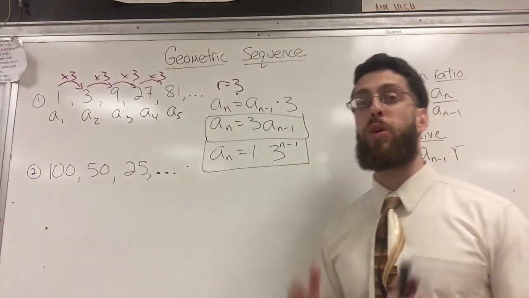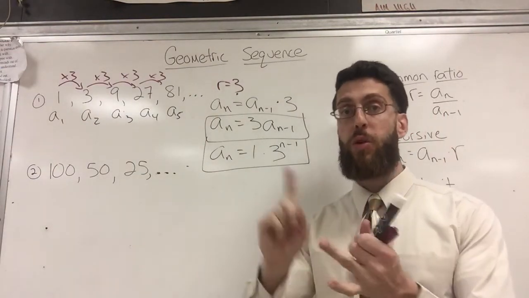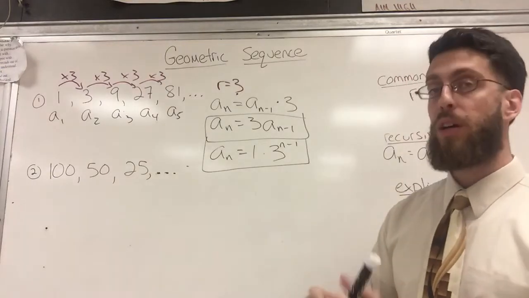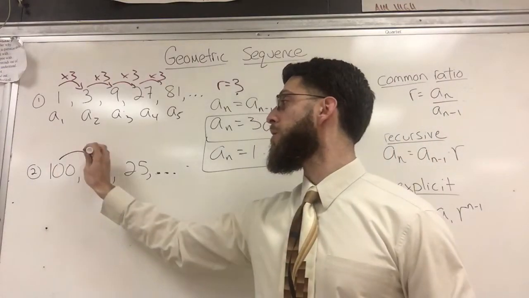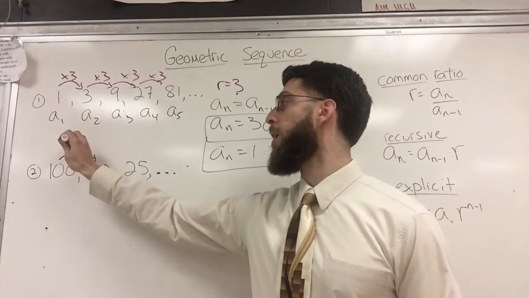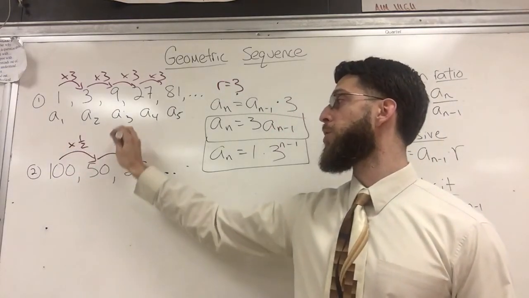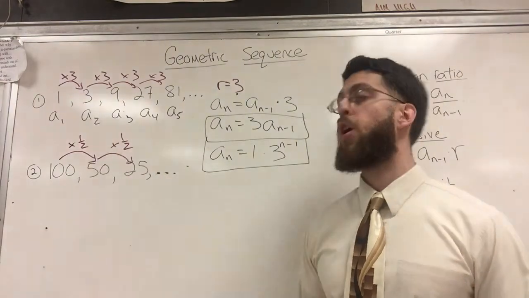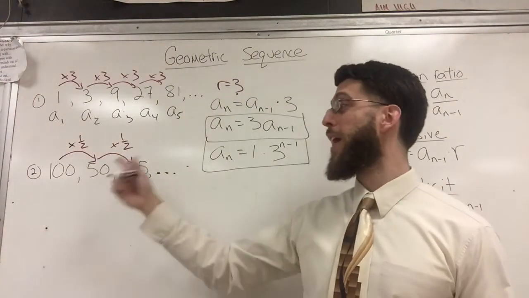So check out number 2. What do you think? Is it arithmetic or is it geometric? Well, let's see. How do I get from 100 to 50? You can say divide by 2, but if I was multiplying, I'd be multiplying by a half. How do I get from 50 to 25? Again, I multiply by a half. Oh no, I'm not sure. Where did that half come from?